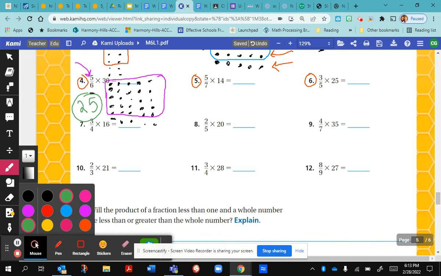5 sevenths times 14. Look at the denominator again. That denominator tells me what? Very good. How many rows or columns? So I'm going to put 7. Do it out here. 1, 2, 3, 4, 5, 6, 7. I need a total of 14, so I'm going to have 2 groups of 7.